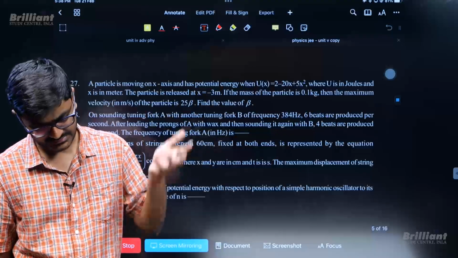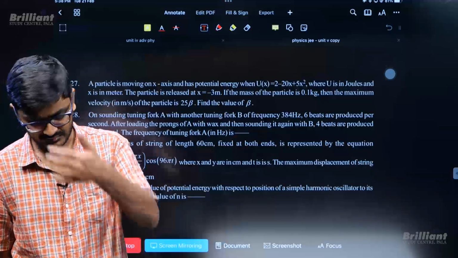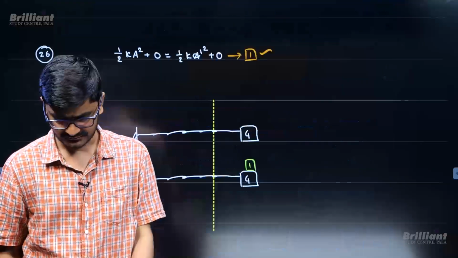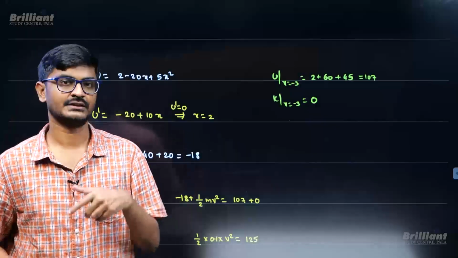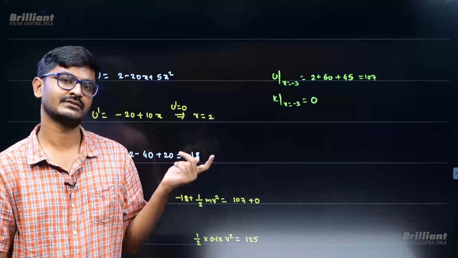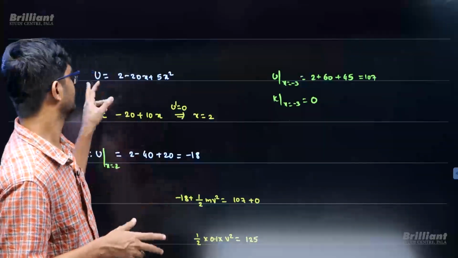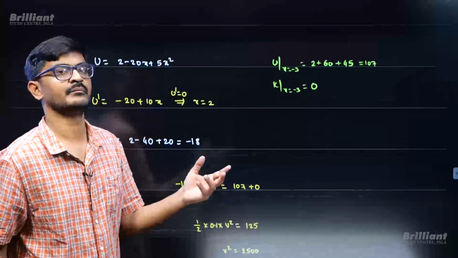Potential energy is given. The particle is released at x equals to -3. If the mass of the particle is 0.1 kg, then find the maximum velocity. Maximum velocity in the sense maximum kinetic energy. Maximum kinetic energy will happen when minimum potential energy happens, because total mechanical energy will be conserved. This is the total energy. Now I need to find minimum potential energy.